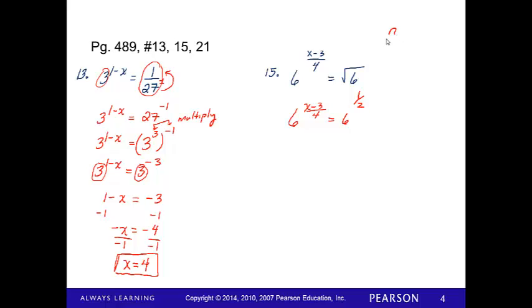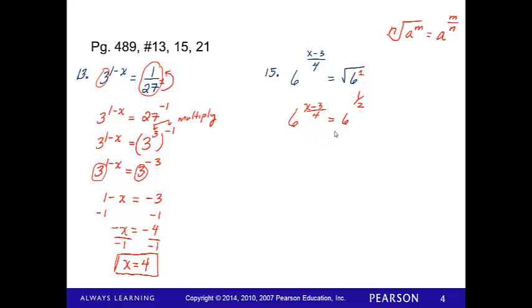Let me remind you that the nth root of a to the m power is going to be the same as a to the m divided by n. This is a square root, so the number on the bottom is a 2. And what's the power on 6? The positive 1. So this becomes 6 to the half.